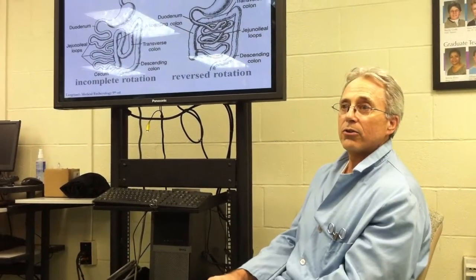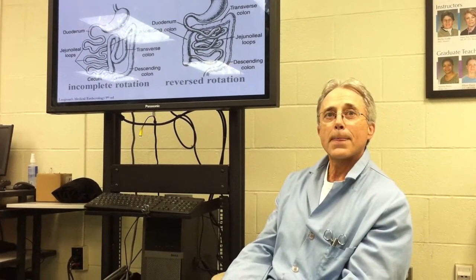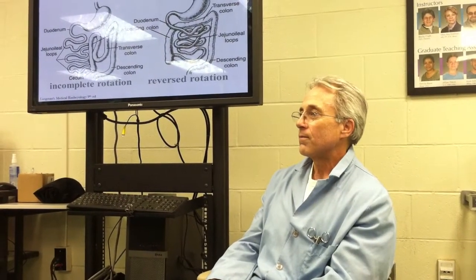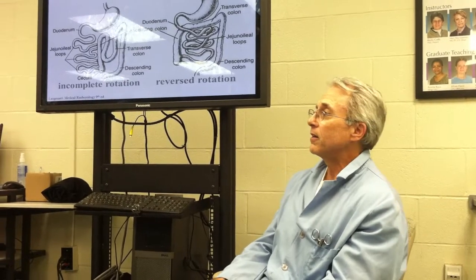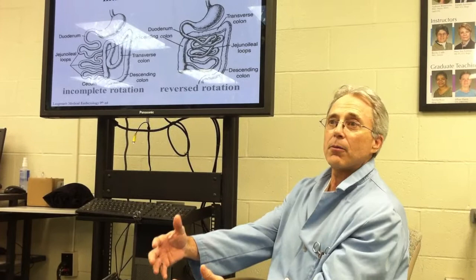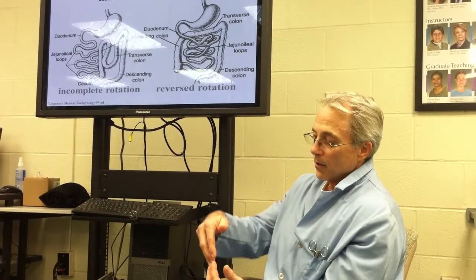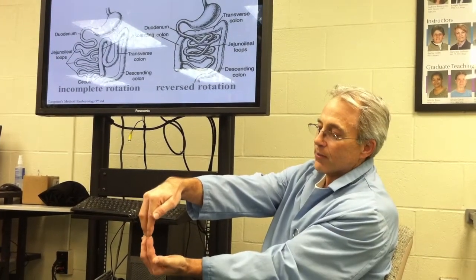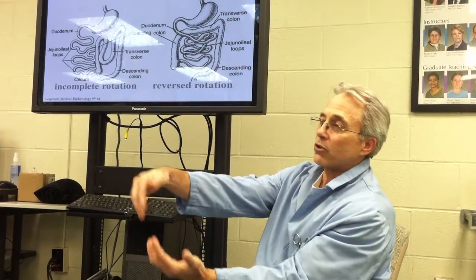The midgut undergoes what? It also undergoes a rotation. A 270 degree rotation in total. So quite a bit, huh? The midgut grows so fast that it actually ends up herniating out of the abdominal cavity during development. It goes into the umbilical cord. But you end up with this midgut loop that has a cranial and caudal limb to it. And the cranial limb consists of, what does our midgut in total consist of?